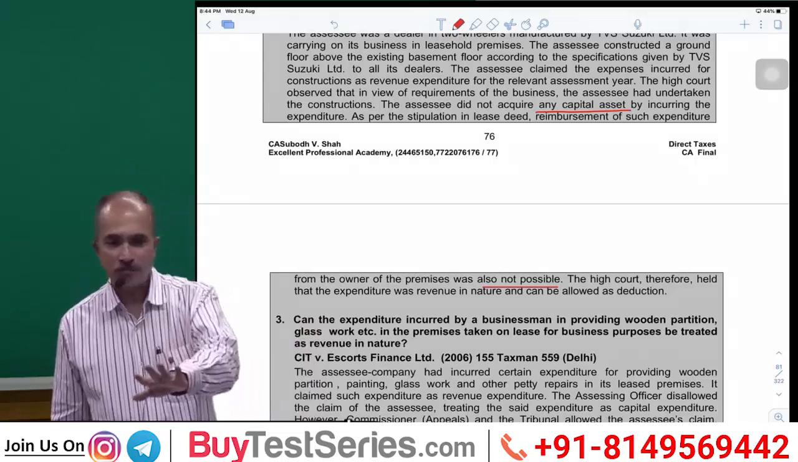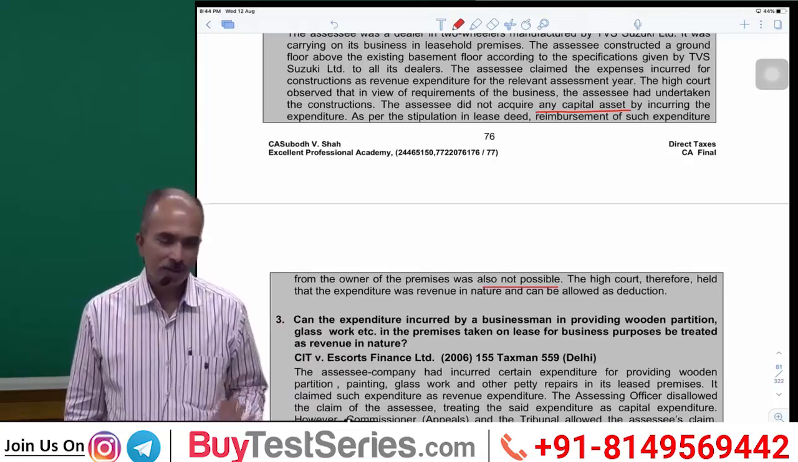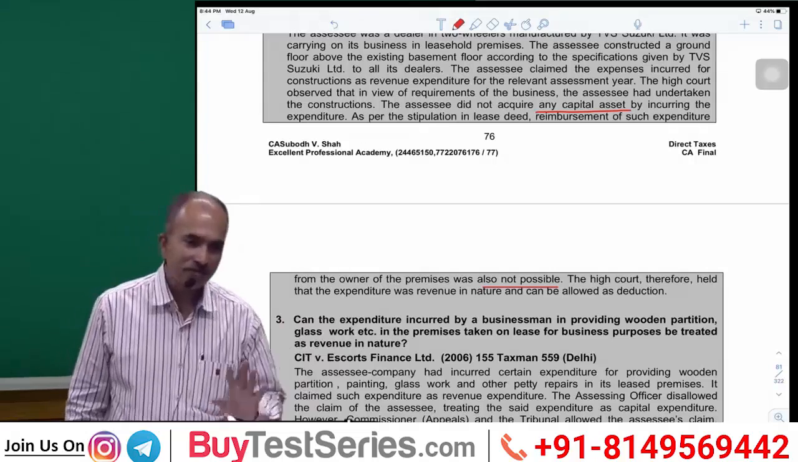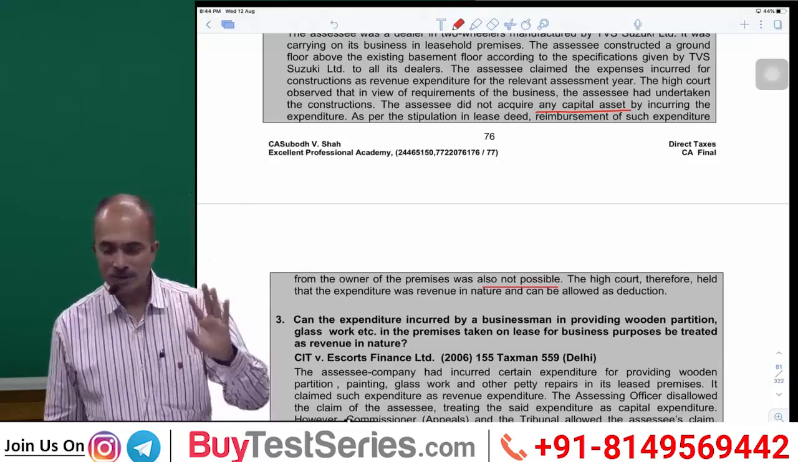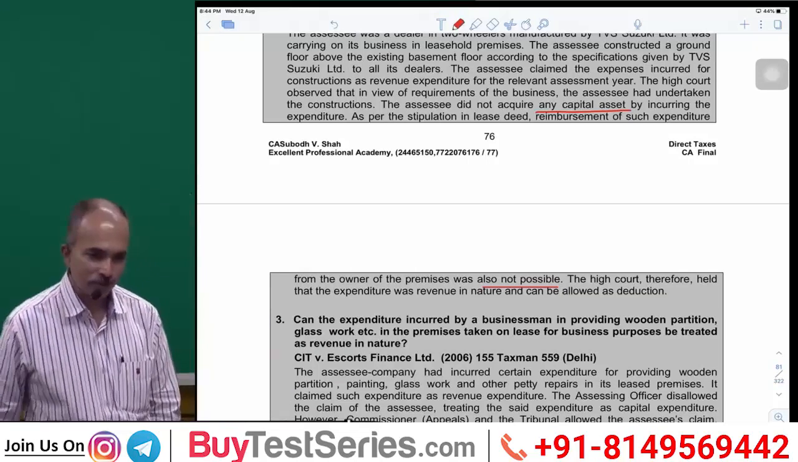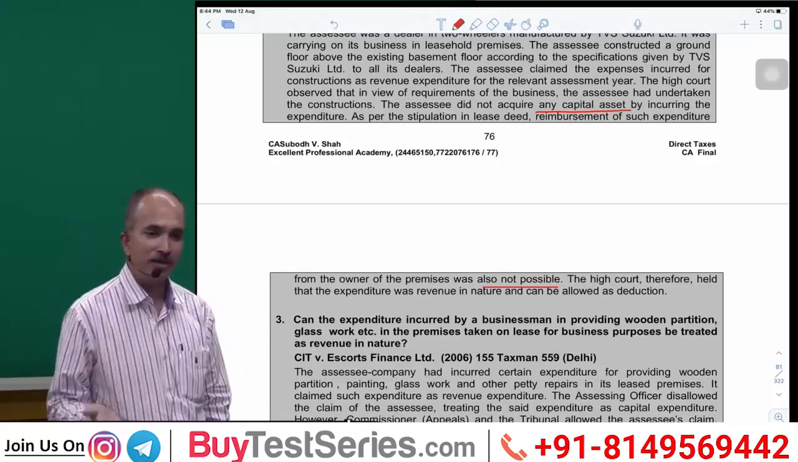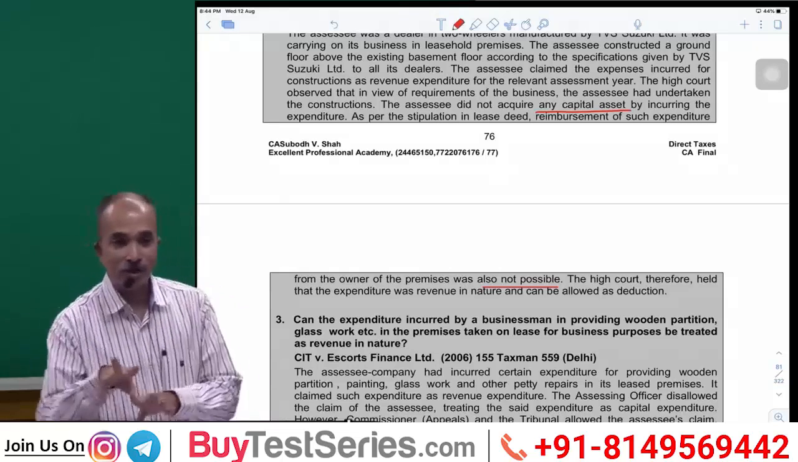Because trust me, no officer is going to allow this. Even at the CIT appeal level it will be difficult. कम से कम आपको tribunal तक minimum, you will have to fight it out. So be ready for litigation if you want to take that view, because section 32 gives you an option.